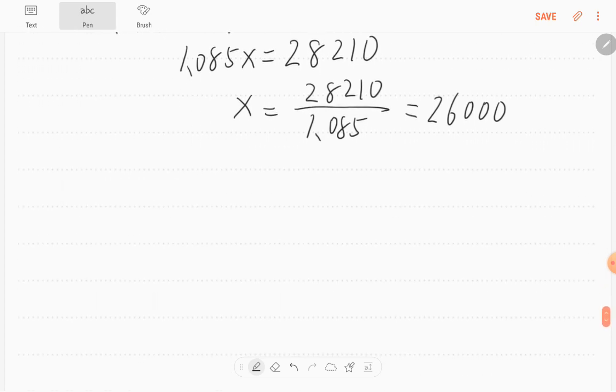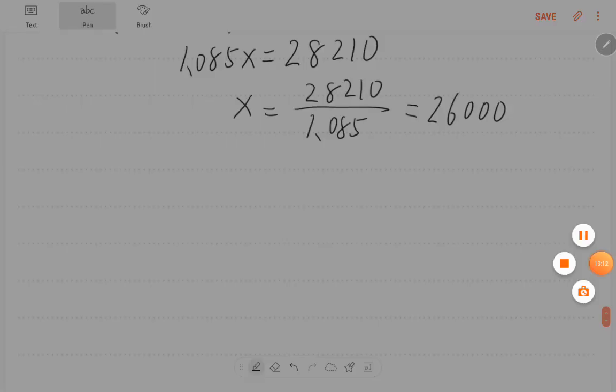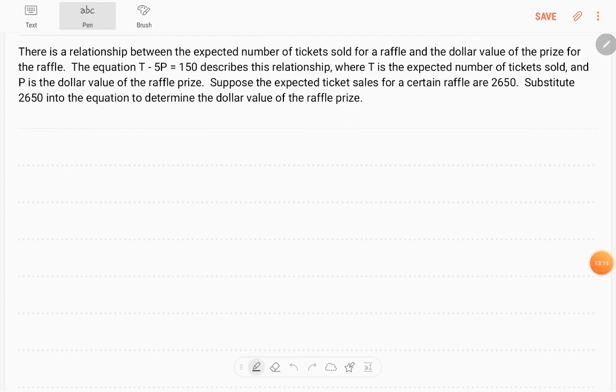Okay, now let's look at another example. So this is another application problem. It tells you the relation between the expected number of tickets sold for a raffle and the dollar value for the price for the raffle, given by this equation: t minus 5p equals 150. Here t is the expected number of tickets sold, and p is the dollar value for the raffle price.